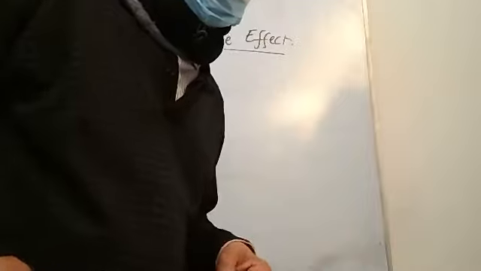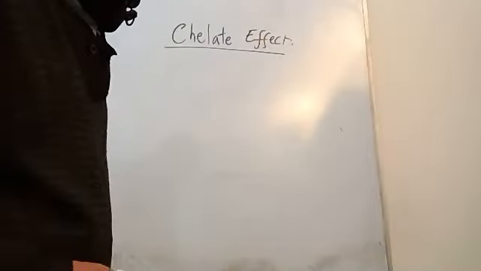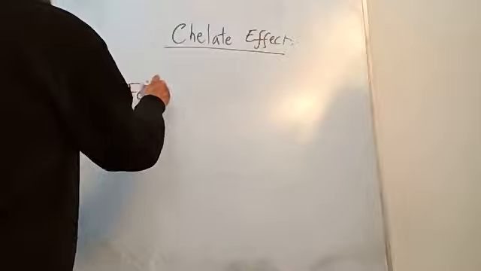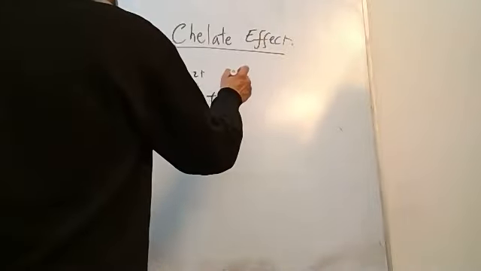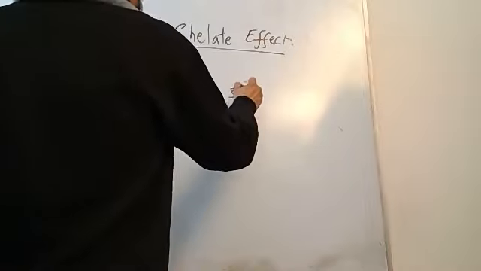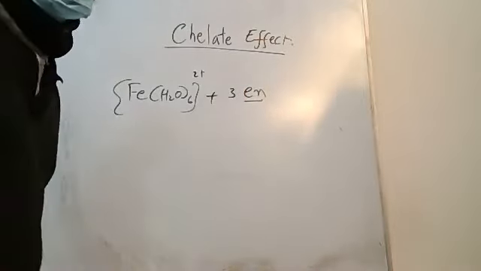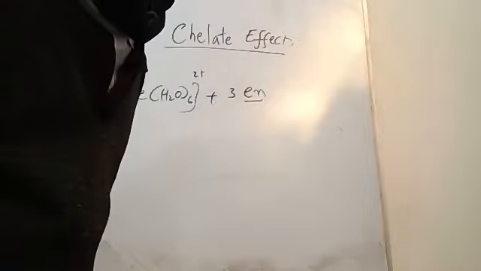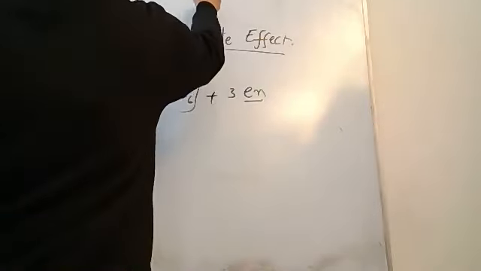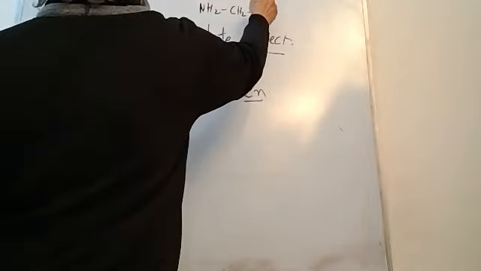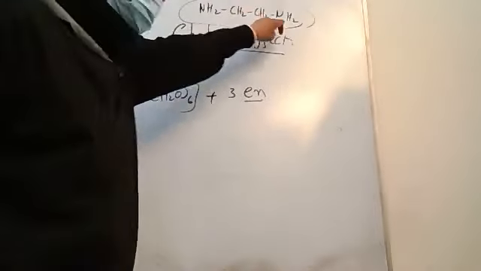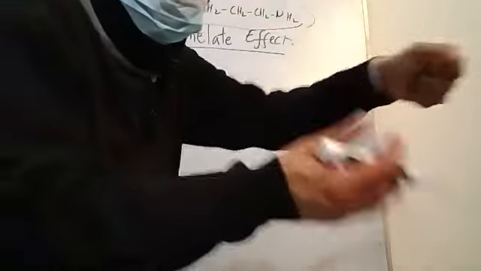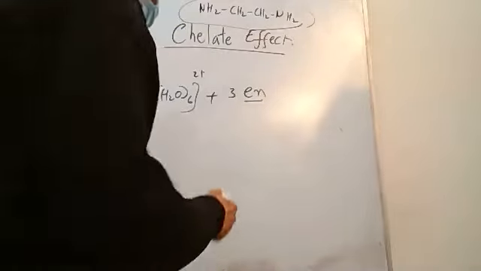So whenever you have bidentate or tridentate ligands, there you have a possibility of getting very high equilibrium constants. Let me give you an example of that. Let's say I have Fe(H2O)6 2+, and we have 3 molecules of ethylene diamine. Ethylene diamine is a bidentate ligand. All of you know it is NH2, CH2, CH2, NH2. That is what ethylene diamine is. So there are 2 nitrogens that will claw and hold on to the metal.